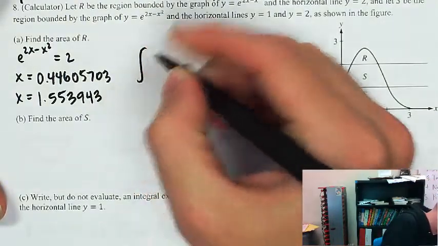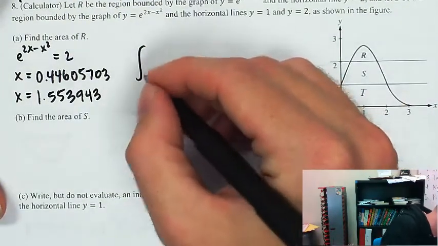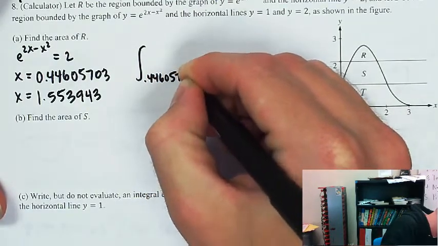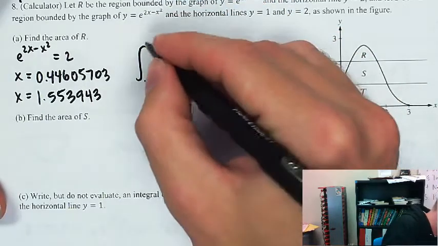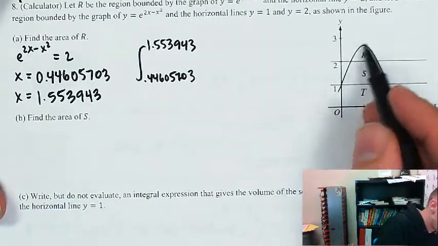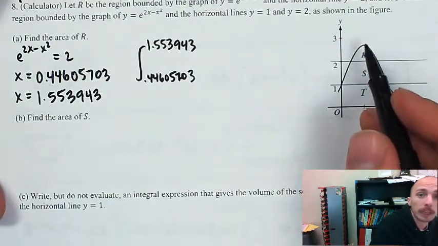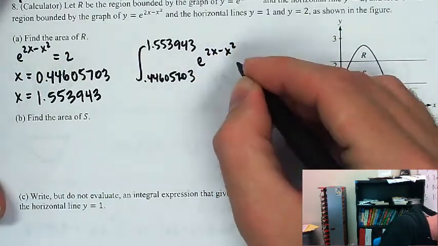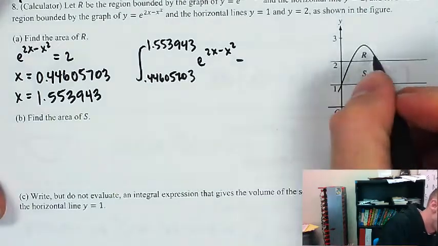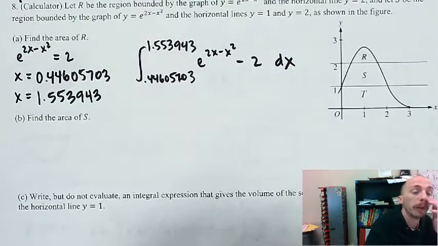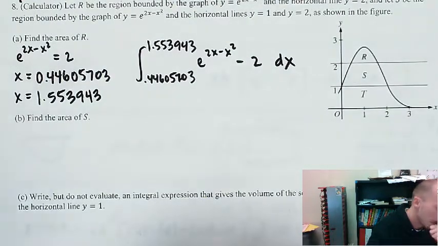So if I'm going to be integrating to find the area of R, I'm going to integrate from 0.446057003 to 1.553943 on top minus bottom. On top, I have this curve, which is going to be e to the 2x minus x squared. Minus on bottom, I have the line y equals 2. And that's going to be an integral that you could put into your calculator to get the right area. Okay, find the area of S.